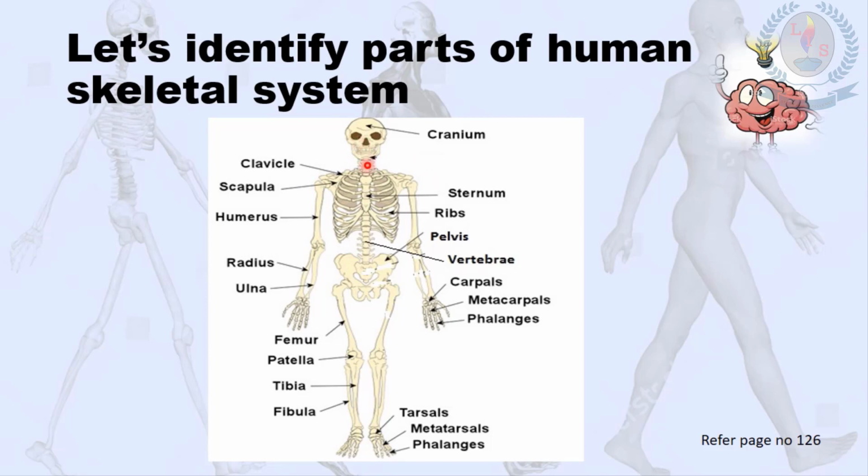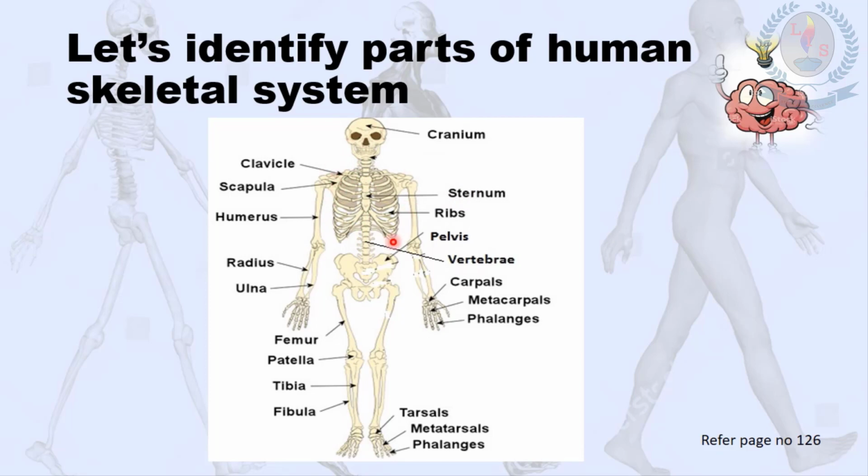Can you identify this part? What do you think about this bone? Yes, you are correct. This is the vertebrae. Vertebrae mainly protect our spinal cord. Here is another part of the skeleton, a sword-shaped bone which we call the sternum. It's a sword-like bone.